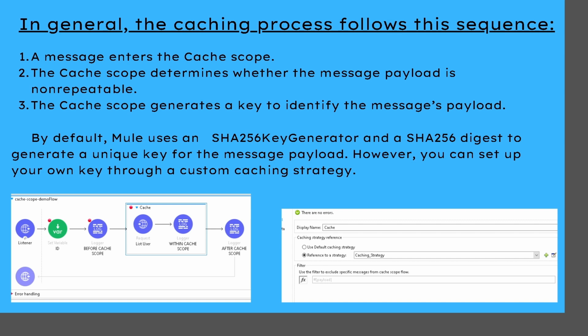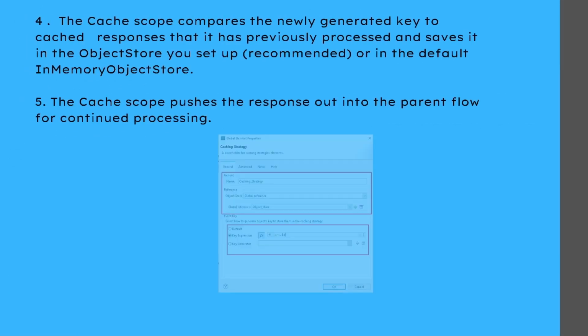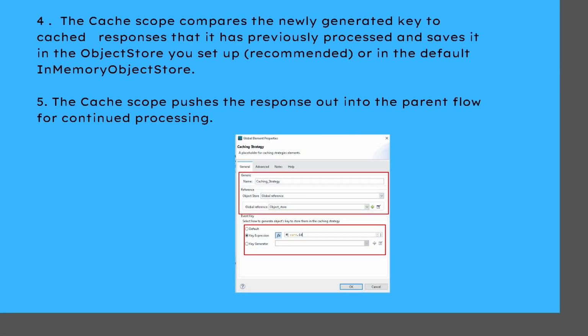Moving on to the fourth point, I have already explained this previously. The cache scope compares the newly generated key to the cached responses that have previously been processed, and saves it in the object store. If you have configured any object store, it will save it there. If you didn't configure any object store, it will save it in the in-memory object store. But guys, it is preferable to use an object store because it gives you more control over the caching mechanism. You can set your expiration time and how many keys you want to store. So it gives you more power to control the caching mechanism. That's how it works.